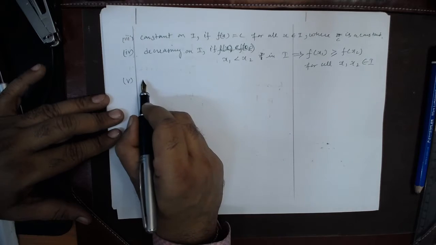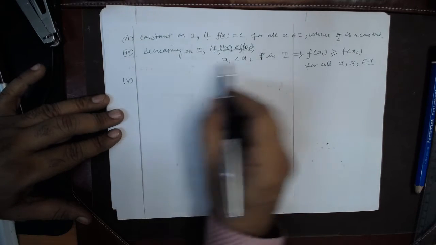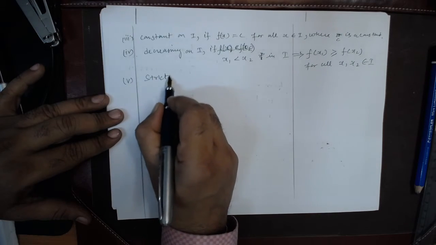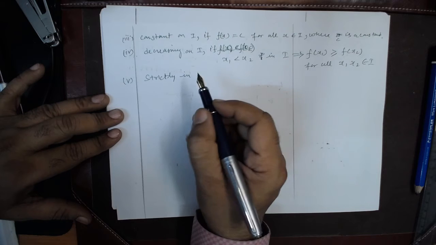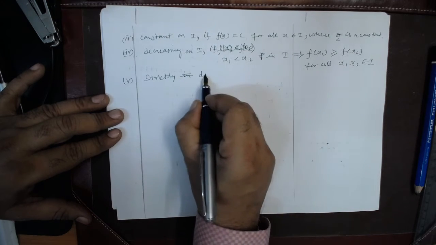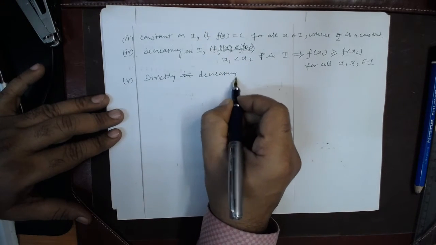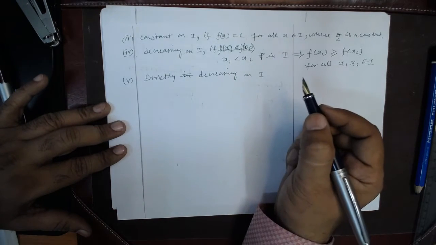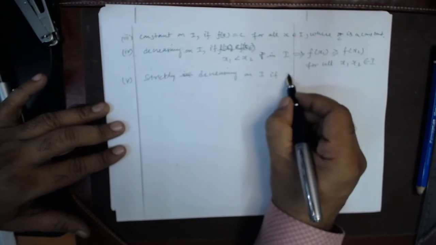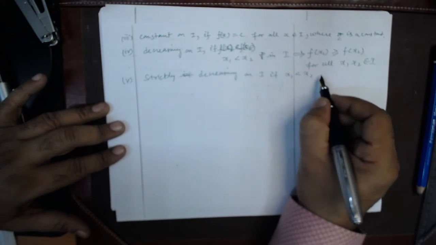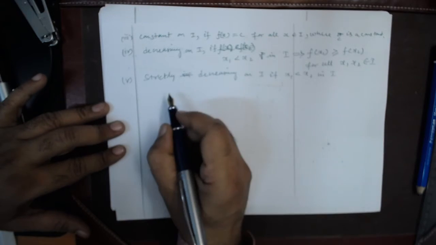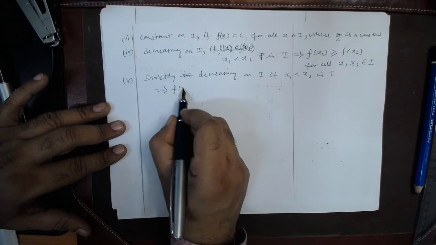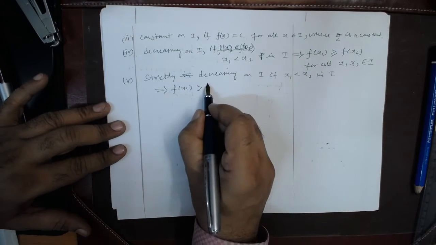Fifth point, I'll explain one by one. First, write down strictly increasing, strictly decreasing, where on the interval I, if x1 is less than x2 in the interval I, that implies f of x1 is greater than f of x2.